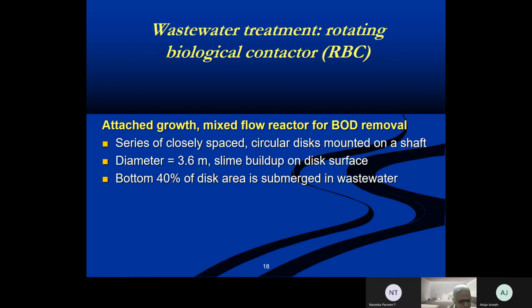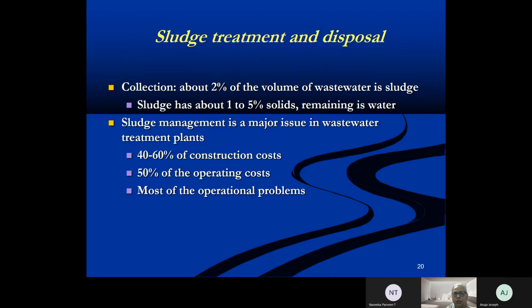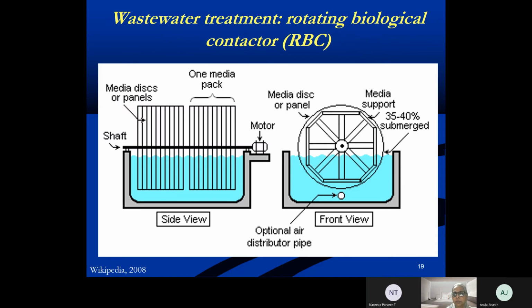So the disc surface is very rough, and that allows the slime to build up on the disc surface. And only 40% of the disc area is submerged in the wastewater, and the biomass is growing on both sides of the disc. Okay, so that's one thing.